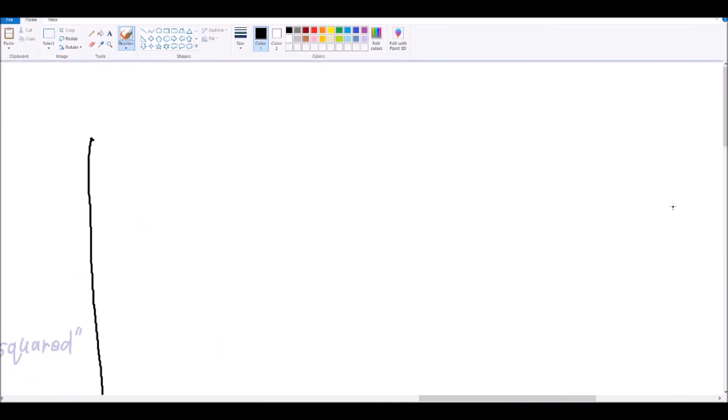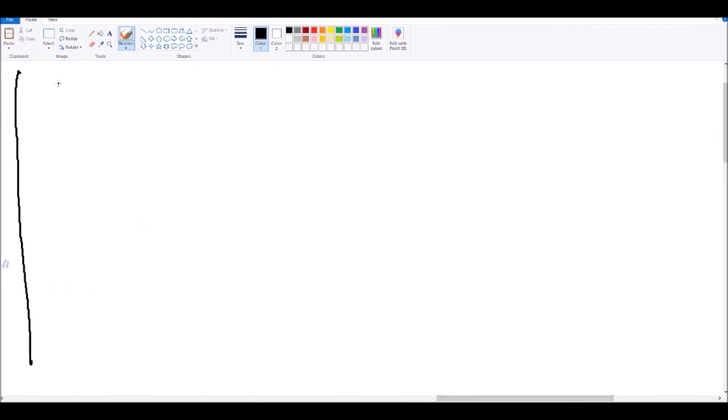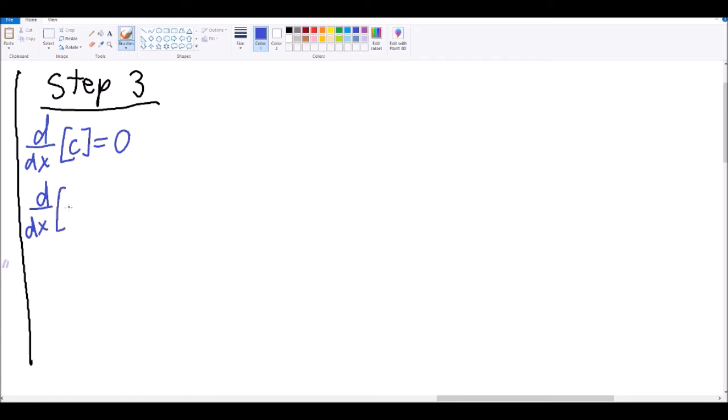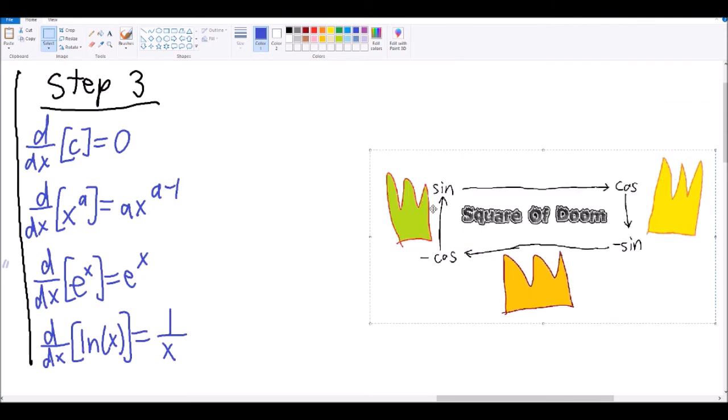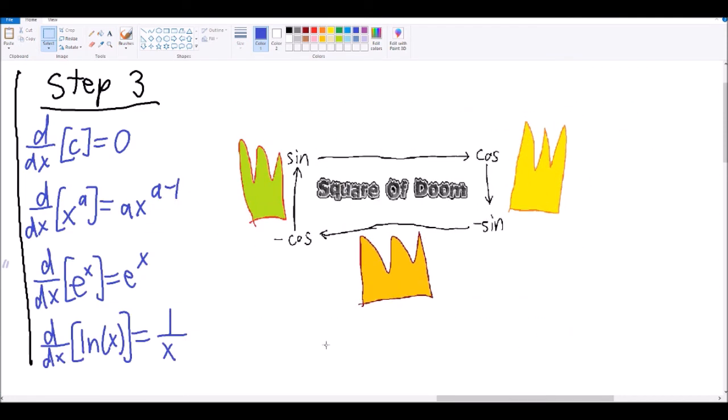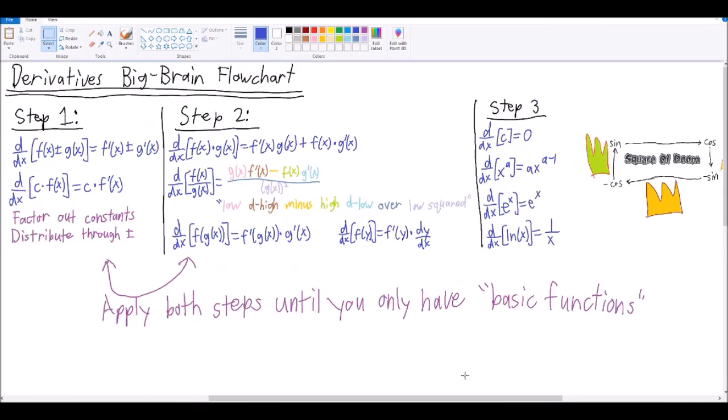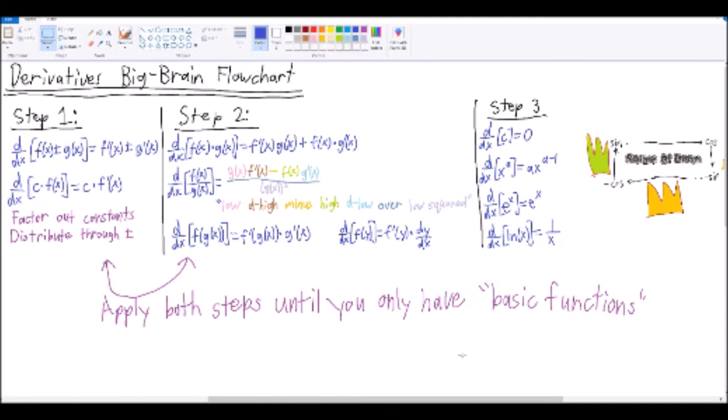Step 3. Use the big brain rules on derivatives of the basic functions. These are the power rule, where constants turn into 0, x to the a turns into x to the a minus 1. You also get e to the x that stays as e to the x. Natural log of x turns into 1 over x. And the square root comes into play. Seriously, that's it. 3 steps to solve pretty much every derivative you will ever encounter.